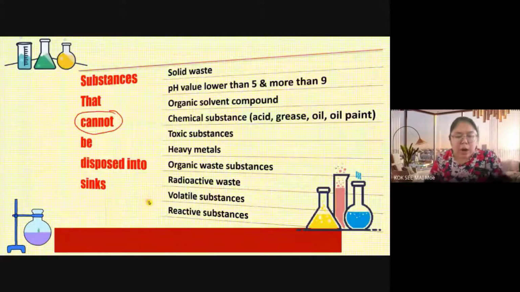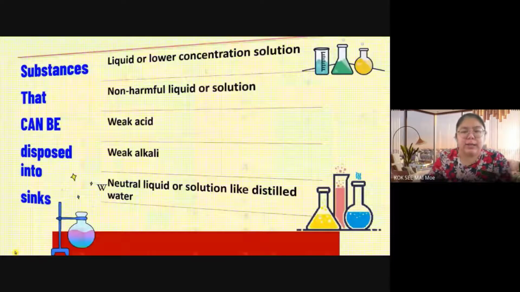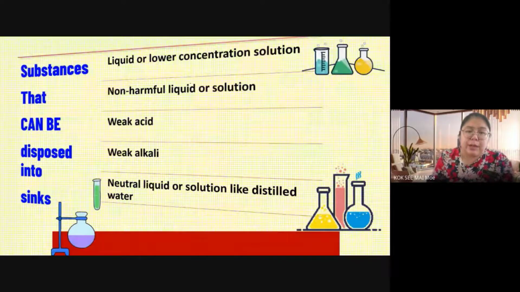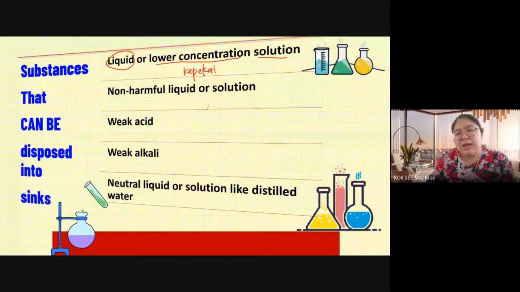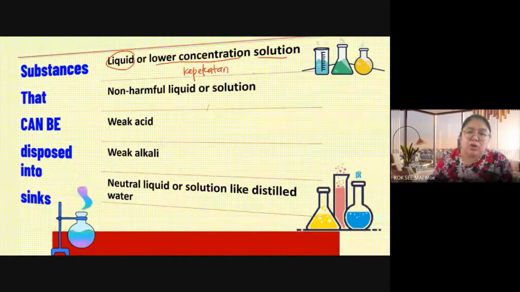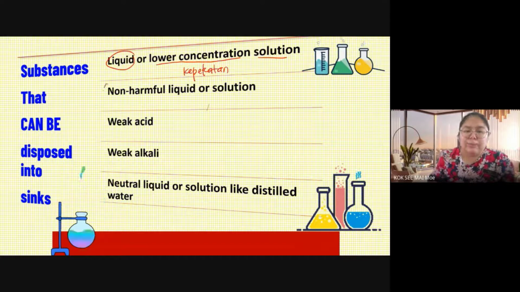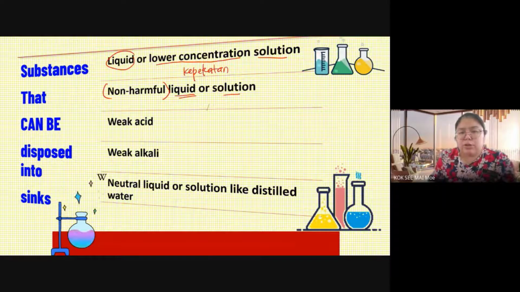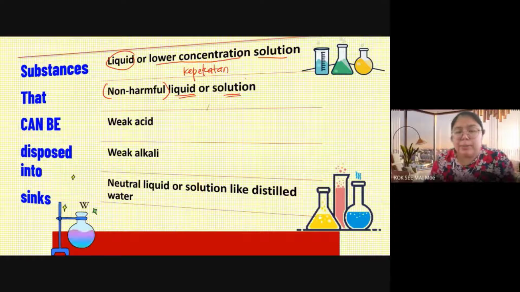Okay, so now we're going to see what we can put straight into the sink. Okay, we can put it straight in. Now you see liquid, or you can say lower concentration solution. Concentration means kepekatan. They're just normal, a bit neutral. Kepekatan dia rendah. Examples of what you drink, like milk, mango juice. The concentration is low, so you can put it straight inside. Non-harmful liquid, or solution, for example soap you don't want to drink anymore. Then some liquid, like Ribena that has expired, you don't want it, then you want to throw it. It's okay, because it's non-harmful.